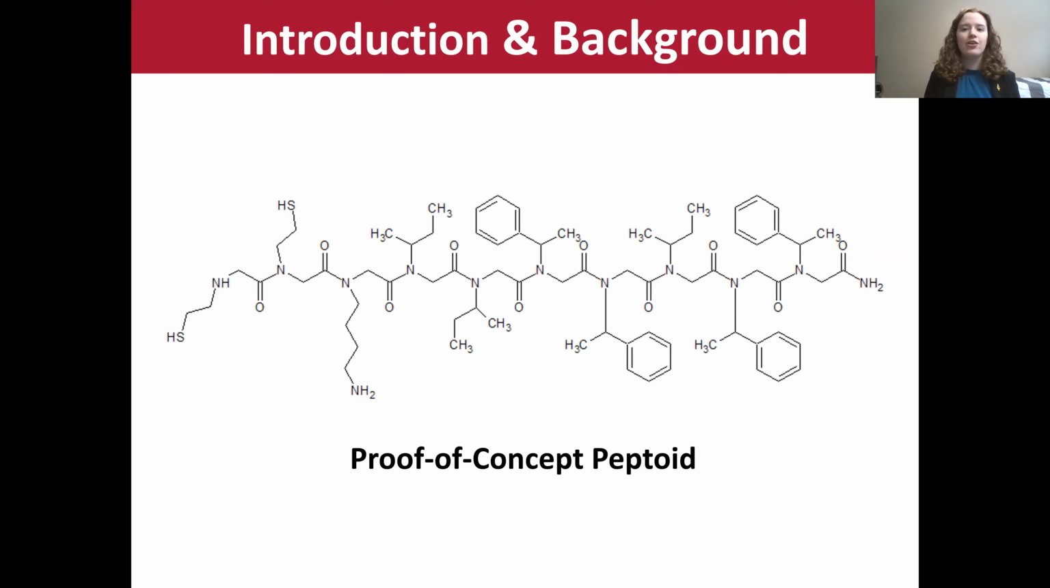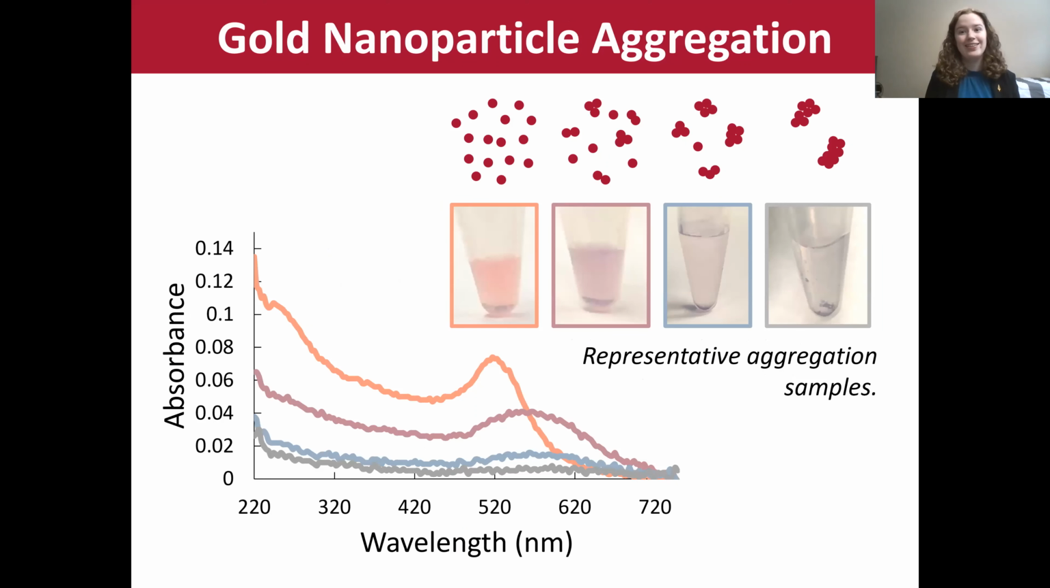So nanoparticle functionalization is complicated by the fact that adding peptoid leads to aggregation. This aggregation is accompanied by a shift in solution color from pink to purple or clear, and it can be monitored both visually or by looking at how the peak location shifts and broadens in the UV-Vis spectra.